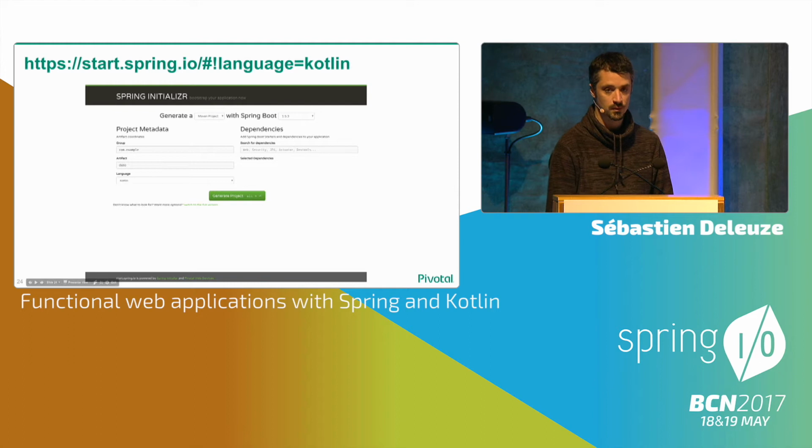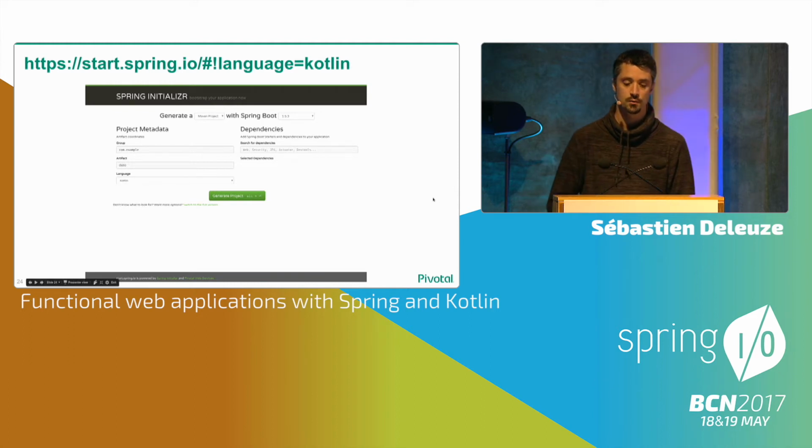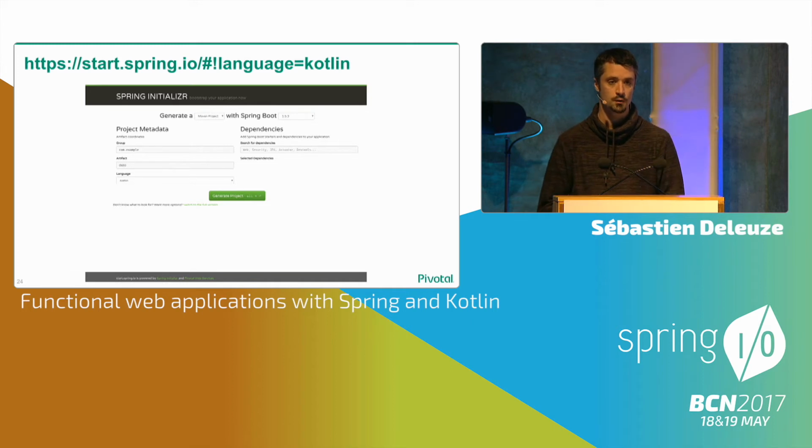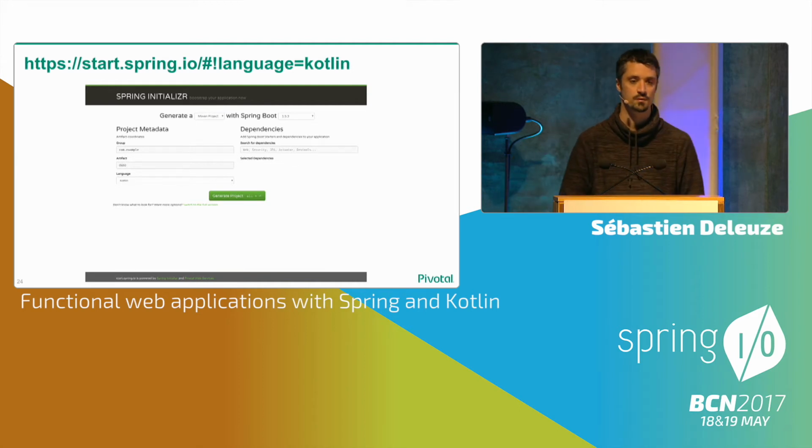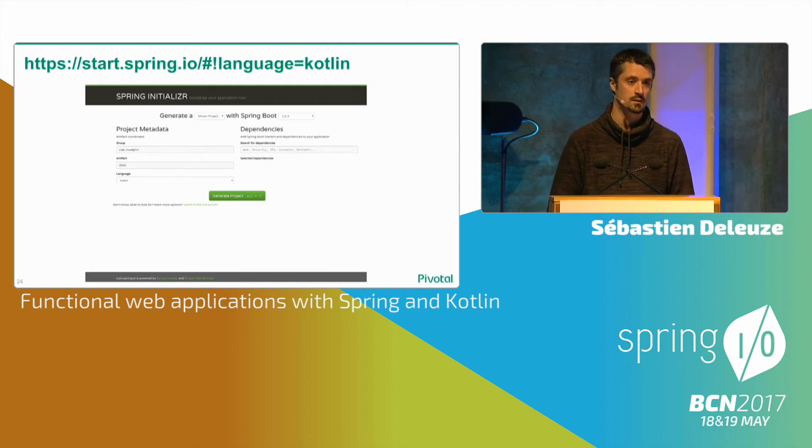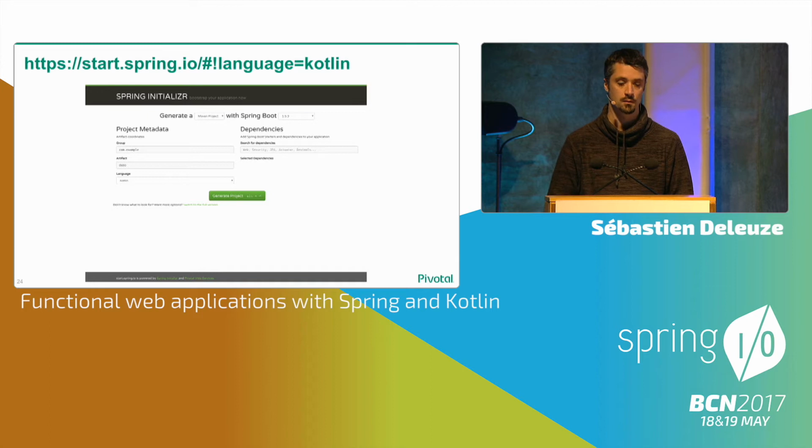So for you, the easiest way to start a new Spring Kotlin project is to go to start.spring.io. You enable the advanced mode and you select the Kotlin language, or you go to this customized URL, and that will by default display and select Kotlin, and then you just choose Maven or Gradle, and that generates a new Kotlin Spring project.